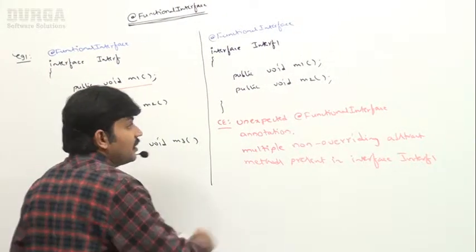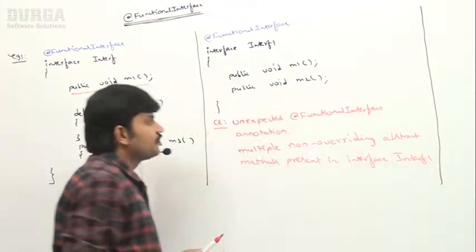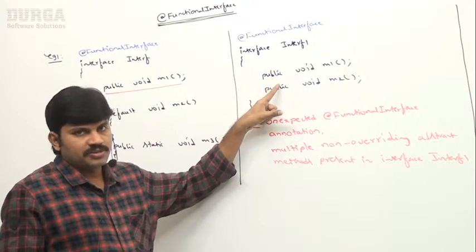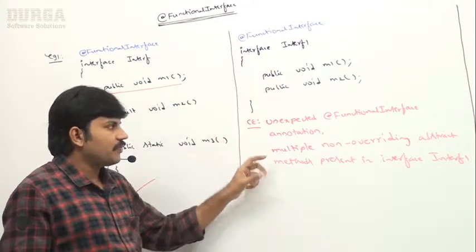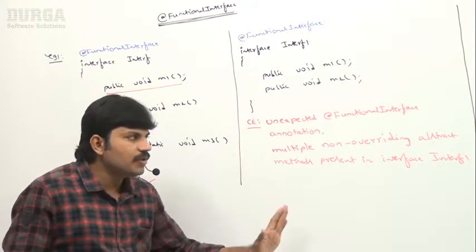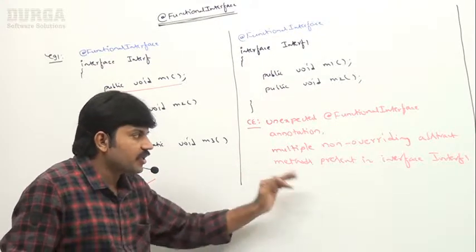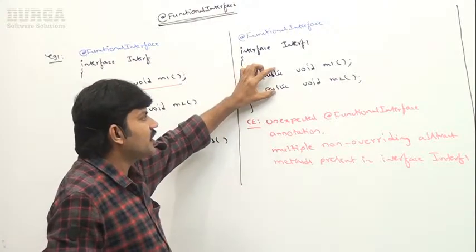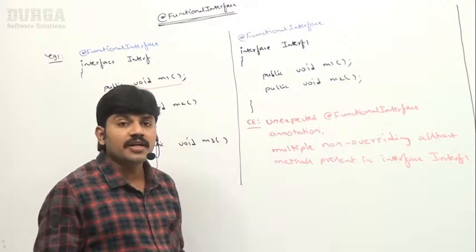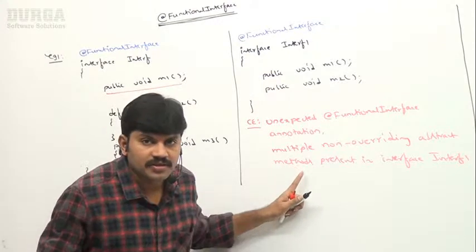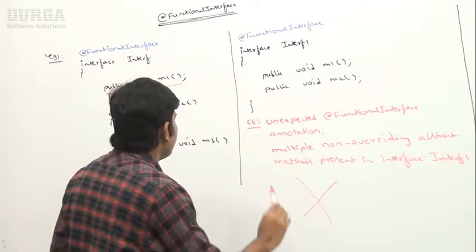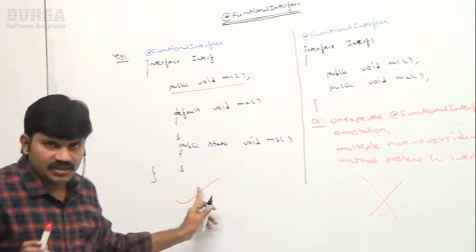Everyone can understand, right? The compiler is clearly telling us that you are taking more than one abstract method. How will it become a functional interface? Unexpected @FunctionalInterface annotation. Multiple non-overriding abstract methods present in interface Interf1. Sir, multiple abstract methods are there. That's why I can't compile this one; you are going to get a compile time error. So this one is nothing but a compile time error, right? But the earlier one is perfectly valid. Is it clear for all of you?